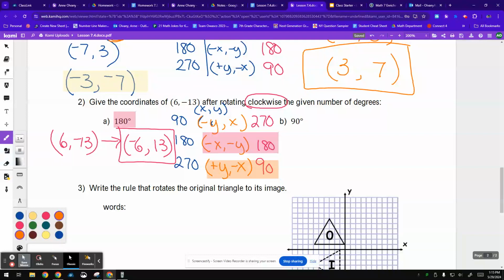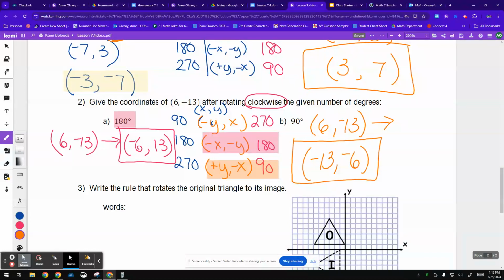So I'm going to take 6, -13. I'm going to take the y and keep it the same, just move it to the front, and I'm going to take the x and take the opposite of it. So this is my answer to B. How do we flip that one but not do that one? These are different rules. This rule is -x, -y, so the x stays in the same spot. Oh, okay. This rule is y, -x. Okay?